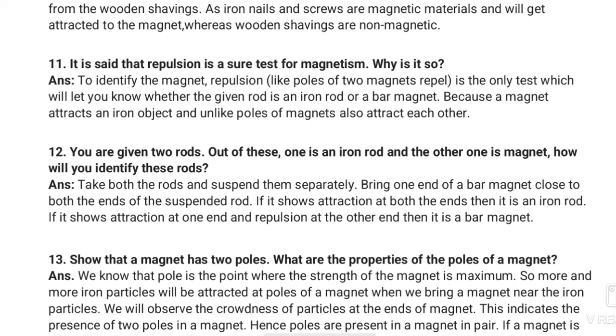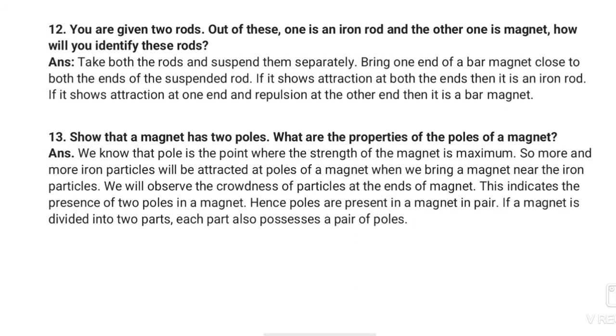Next question: show that a magnet has two poles. What are the properties of the poles of a magnet? So students, we know that a pole is a point where the strength of the magnet is maximum. In the chapter we already learned that near the pole of a magnet, magnetism is maximum.